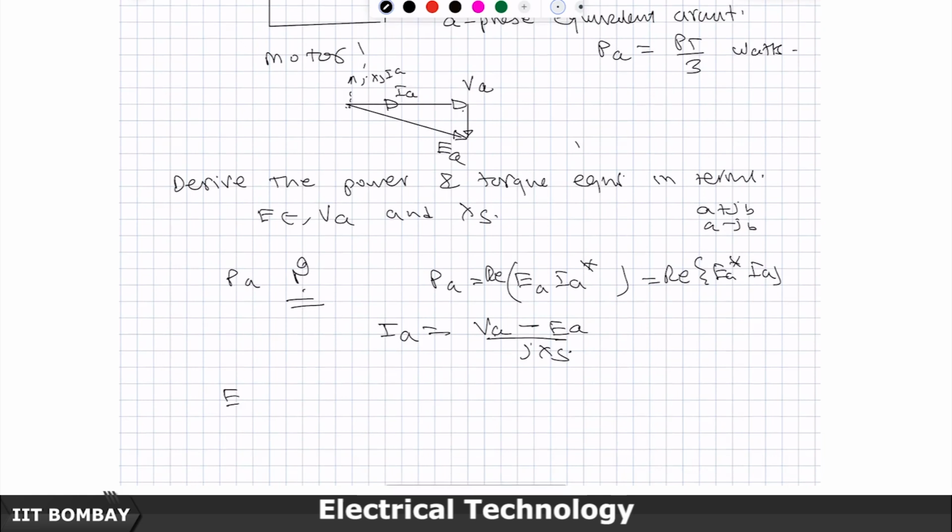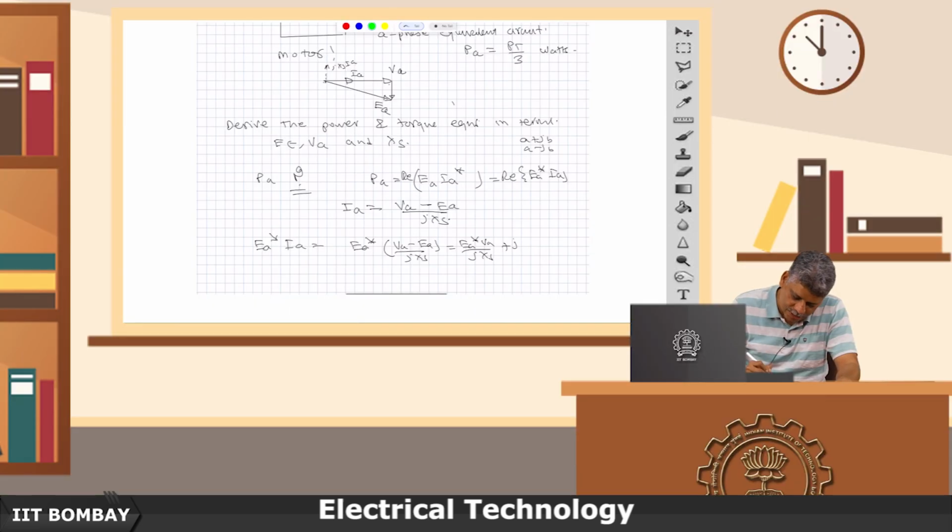So, E_A star I_A is going to be (E_A star V_A minus E_A star E_A) by jX_S, which is E_A star V_A by jX_S, minus 1 can be written as plus j square, and j square divided by j will cancel out and leave you with 1 by j. And what is the complex conjugate of any number times the number itself? The square of the magnitude of that number.